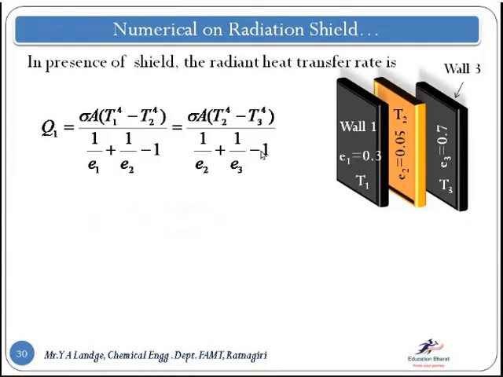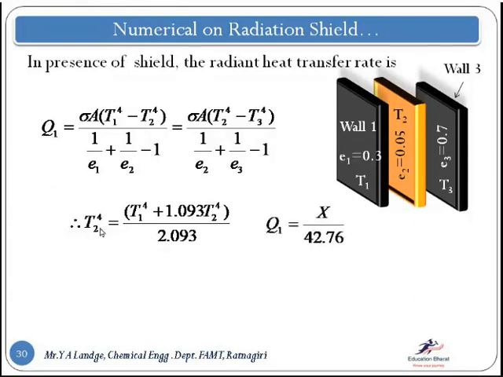Now what do I do? First, I equate these terms and write them in terms of T2, just like in the derivation, following the same steps. I put in the values of E1, E2 and E3, and then equate in terms of T2. Then I put the value of T2 back here and find the value of Q1. Solving this equation again, I get Q1 equals X upon 42.76.